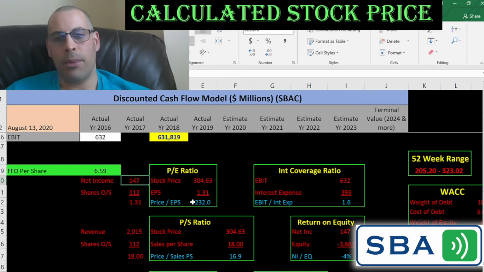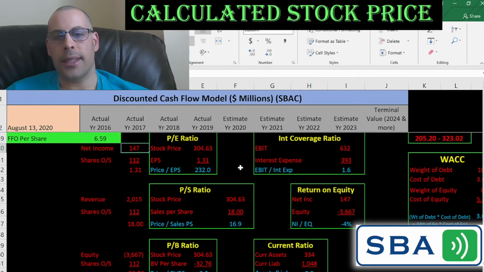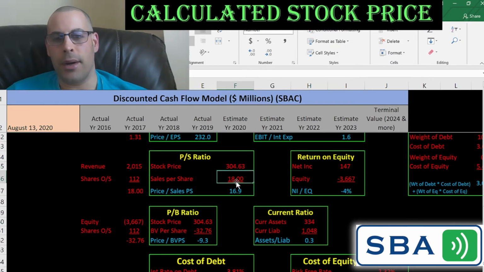Let's look at the price to sales ratio. That's stock price over sales per share. To calculate sales per share, that's revenue over shares outstanding. I like to see below 2.5, they're at 17. So investors are paying $17 for $1 of revenue. Also another really bad ratio. They're not bringing in a lot of sales relative to their stock price.